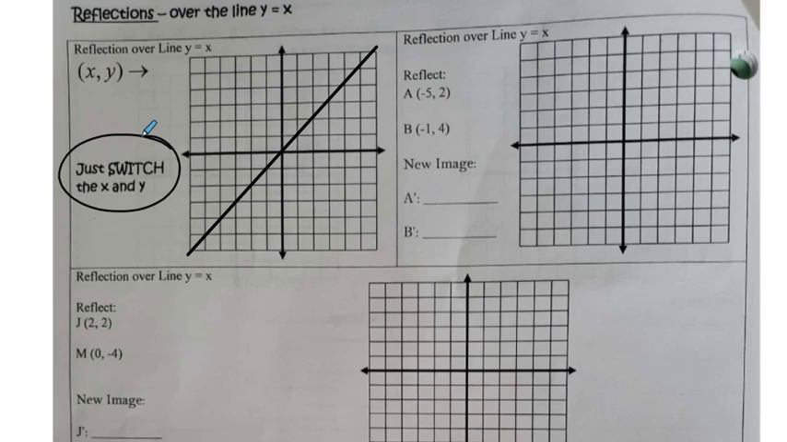So if I had a point, let's say, negative 3, negative 2. Now I wanted to reflect it over that line. It's going to be at negative 2, negative 3. Right there. And you see they're kind of staring at each other right across that line.